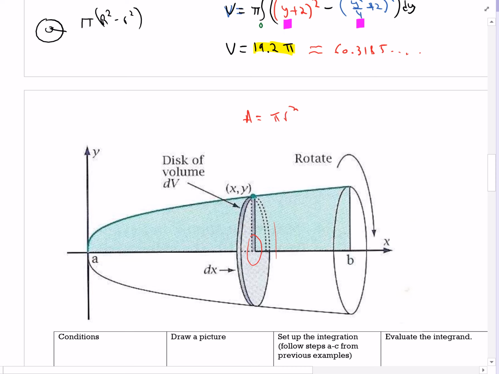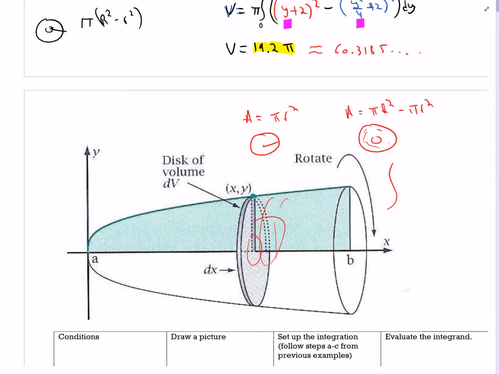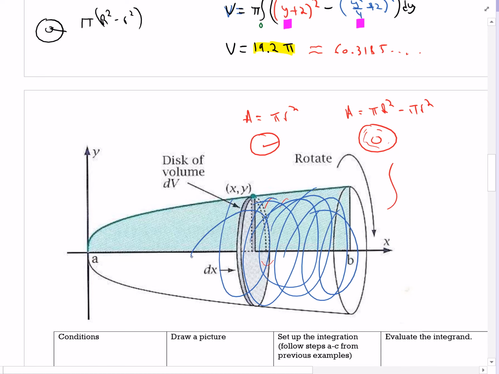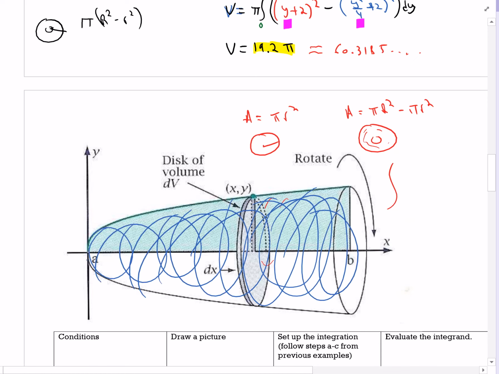That's the area of a circle, or the area of a disk, which is pi r squared minus pi r squared to find the area of the shape, and then we integrate the area of that shape, which is basically going to add a bunch of those circles together over our interval. Eventually, if we add them all up, it will take up the whole space there, and it will tell us the exact volume of that entire shape.